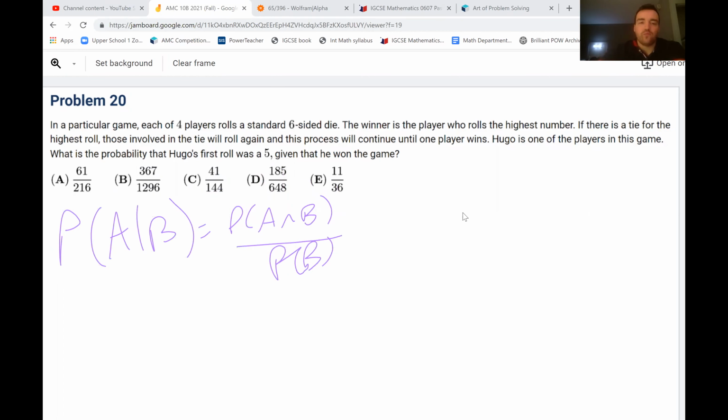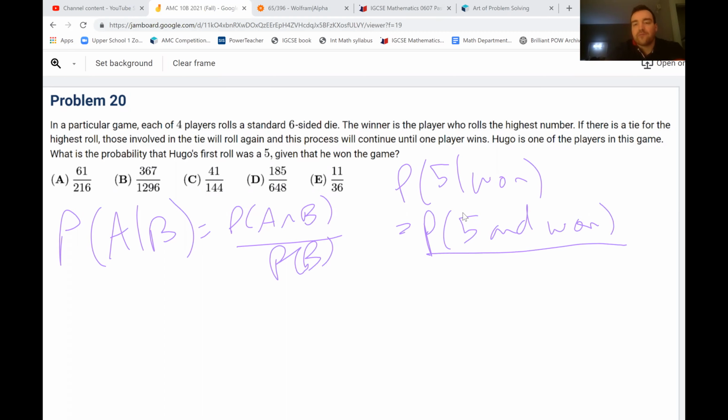So we want the probability that he rolled a 5, given that he won, which would be equal to the probability of 5 and won divided by the probability Hugo won. Now, here's the weird, easy/tricky part. The probability of Hugo winning this game is 1 out of 4. Because there are 4 people playing this game, and any one of them has the same chance of winning. Nobody has any advantage over another. From a symmetric point of view, each one of them has an equal chance to win. So therefore the probability of Hugo winning is 1 out of 4.